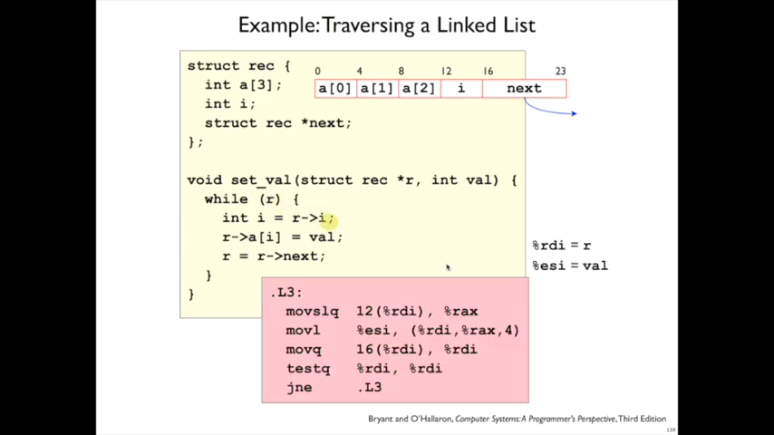Here's the machine code we get by compiling this program, looking, well, just at the inner loop, but that's mostly everything. So RDI comes in as the argument r. ESI is the argument val. ESI instead of RSI because it is an integer.